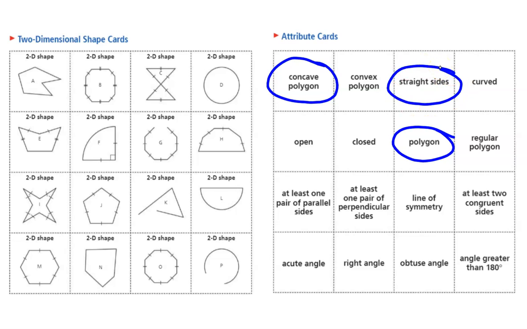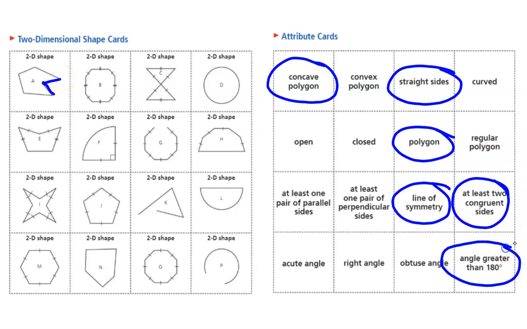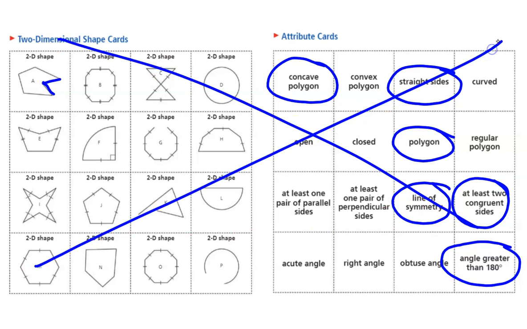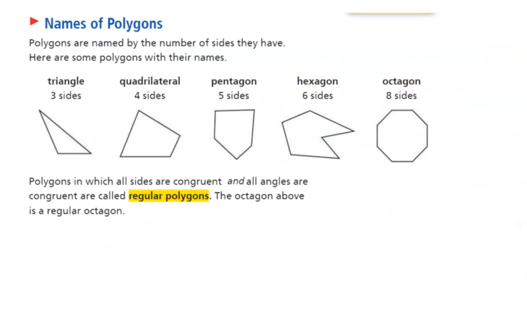Let's see. I don't see any parallel sides. It does have symmetry, so you could tell me that it has a line of symmetry. It looks like it's got two congruent sides. These look congruent. And then it definitely has an angle greater than 180. So basically you could just tell me all the attributes that match one of your cards. Again, this is optional to show me your work. You don't have to do that though. But let's go ahead and move on to this part of your lesson.